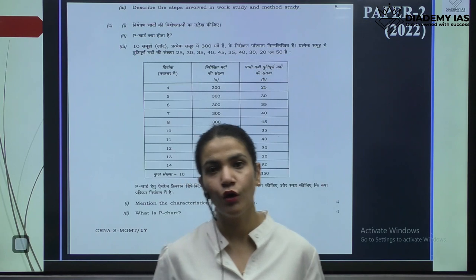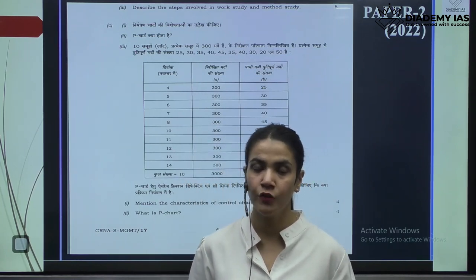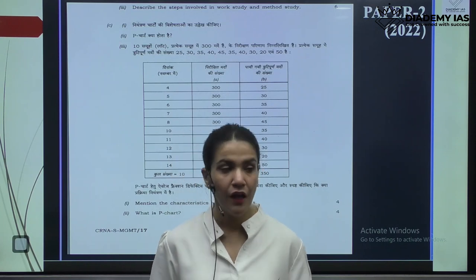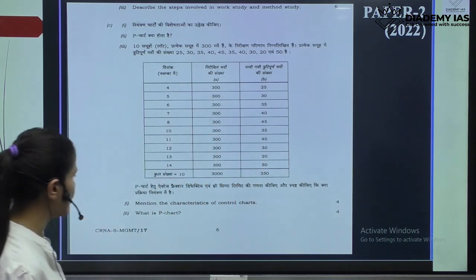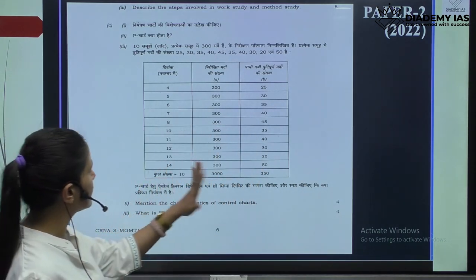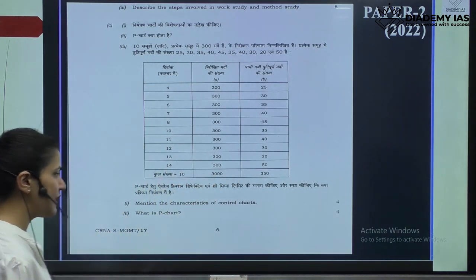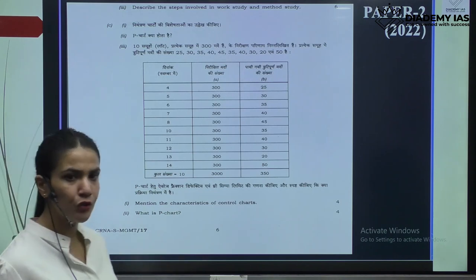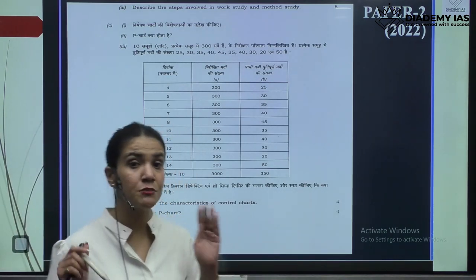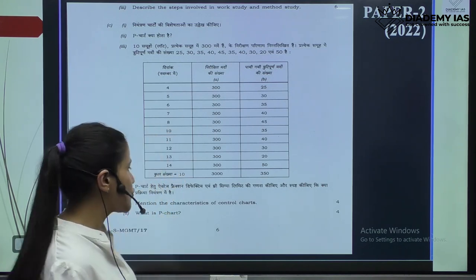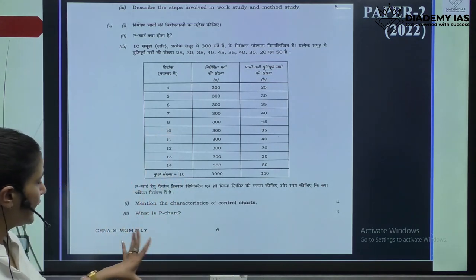So as you can see on your screen, I have included your previous year paper from the year 2022. From paper 2 especially, this question had been asked. This is basically the data that has been given. It is regarding the P charts. I'm going to explain to you the control charts. Everything is going to be explained to you. But specifically for today's class, I'm going to be focusing on the P charts. As you can see here, this is the data that has been given.